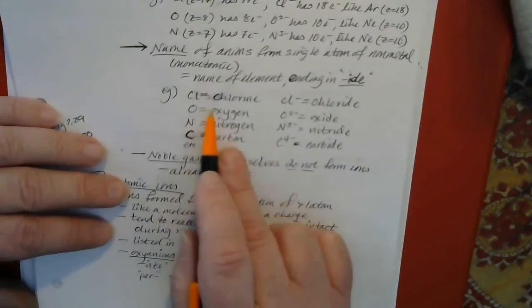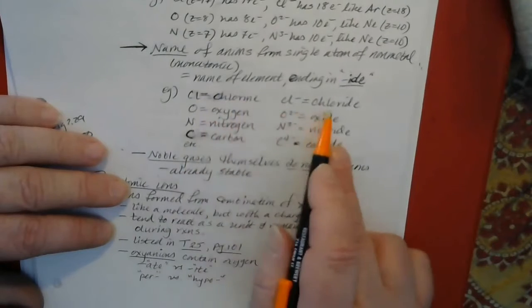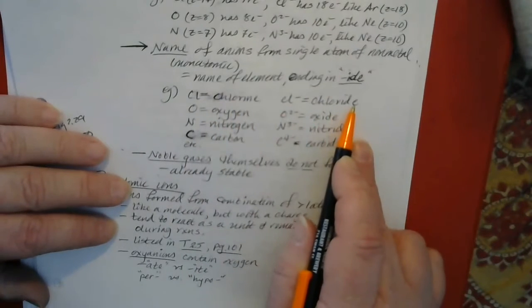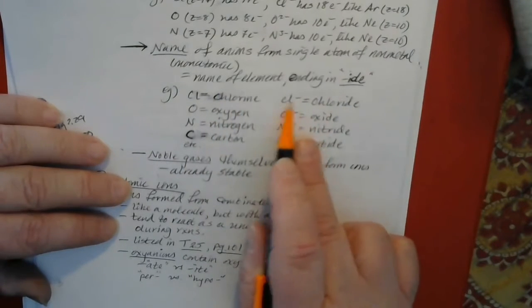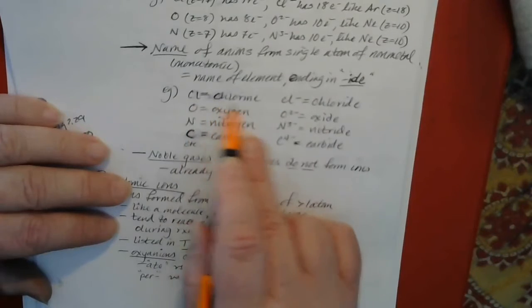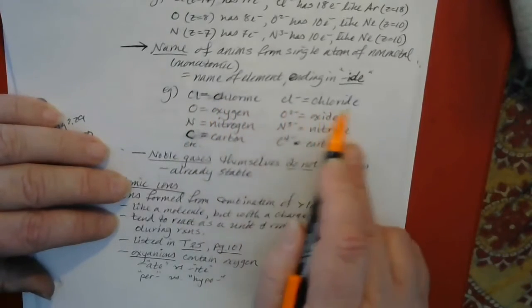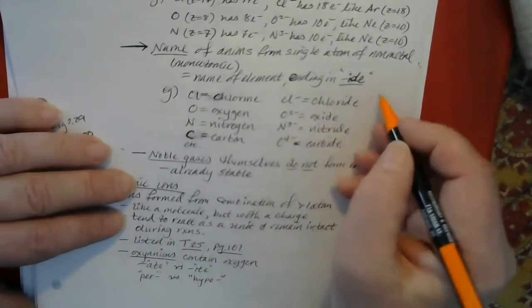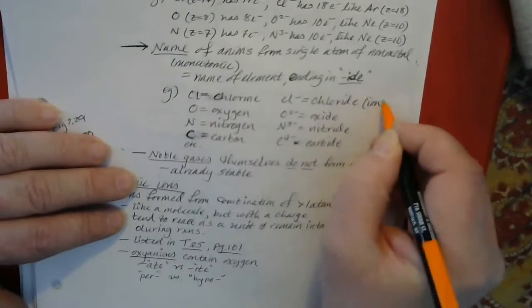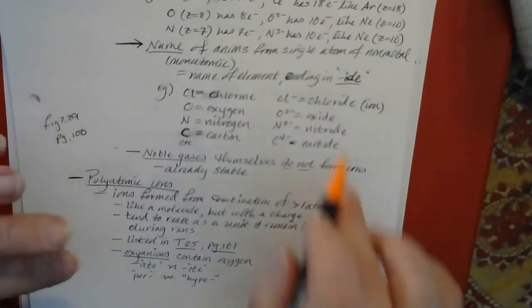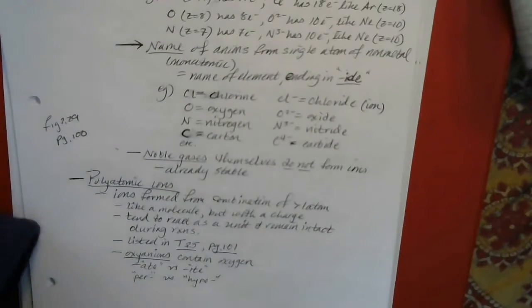So for example, chlorine becomes chloride when it's a negative ion. So Cl is chlorine, Cl minus is chloride ion. You can leave out the word ion if you want, because chloride itself is the name of an ion, and it's kind of redundant to say chloride ion, but you can say it if you want to be clear.